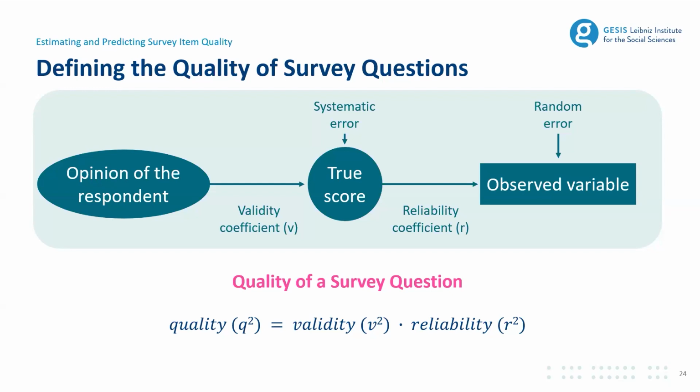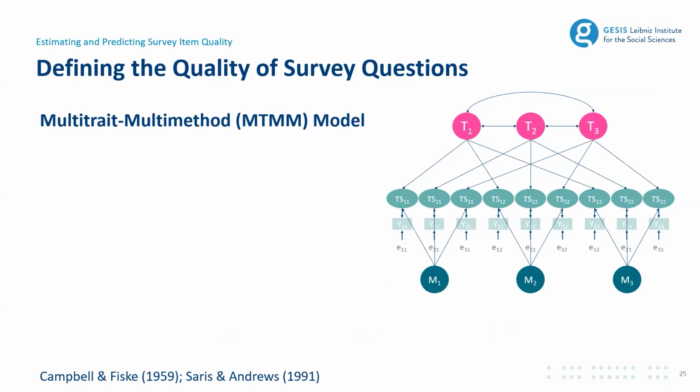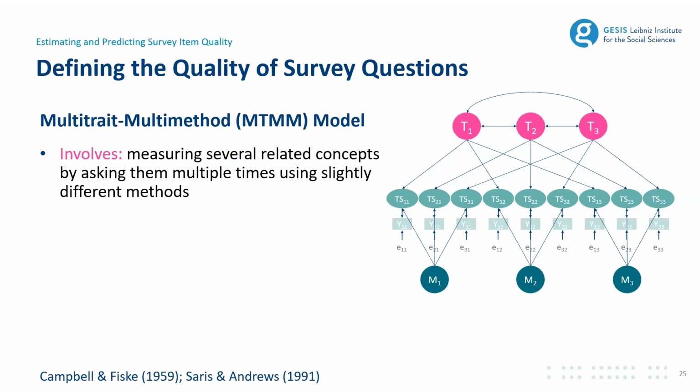And to actually estimate it, very often the multi-trait, multi-method, or also short MTMM model is used. On the right side, you see basically a figure of what this model could potentially look like. And though it might look a little bit complex here, I want to break it down for you. This type of model involves basically measuring several related concepts or also traits by asking them multiple times using slightly different methods. So here, the big pinky circles with the T's, the traits, these are your related concepts. And a very common design, or basically the most common design, is a 3-trait by 3 method model. You see on the bottom of the figure these darker colored circles. These are the different methods, for example, 3 different answer scales.